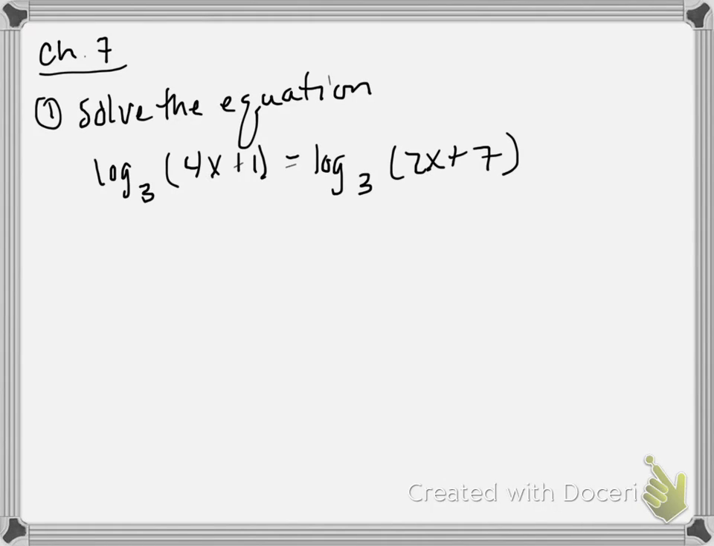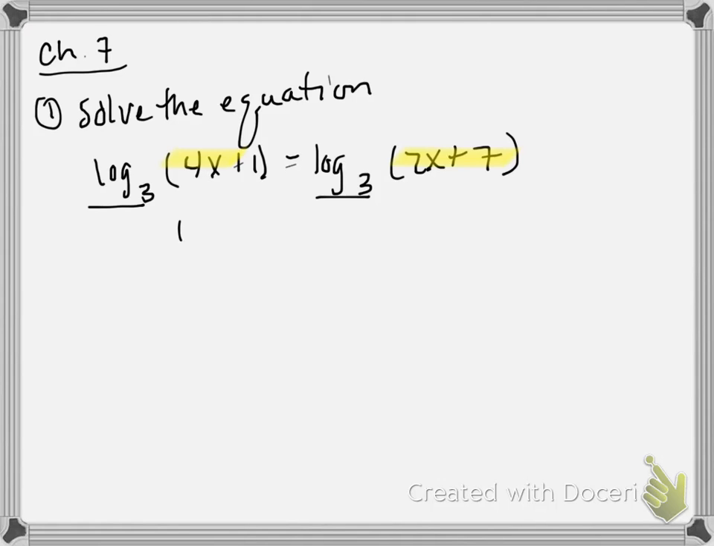The last thing we talked about in chapter 7 was solving logarithmic equations. So here you can see I have the equation log base 3 of 4x plus 1 equals log base 3 of 2x plus 7. Well, since I have logs with the same bases on both sides, the pieces that must be equivalent are this 4x plus 1 piece and this 2x plus 7 piece.